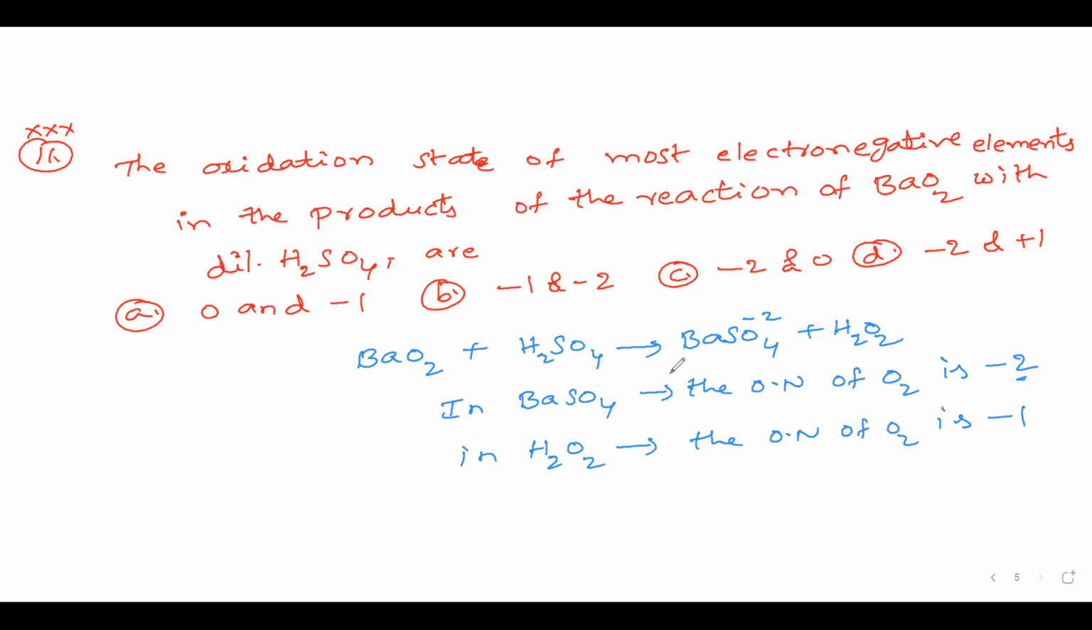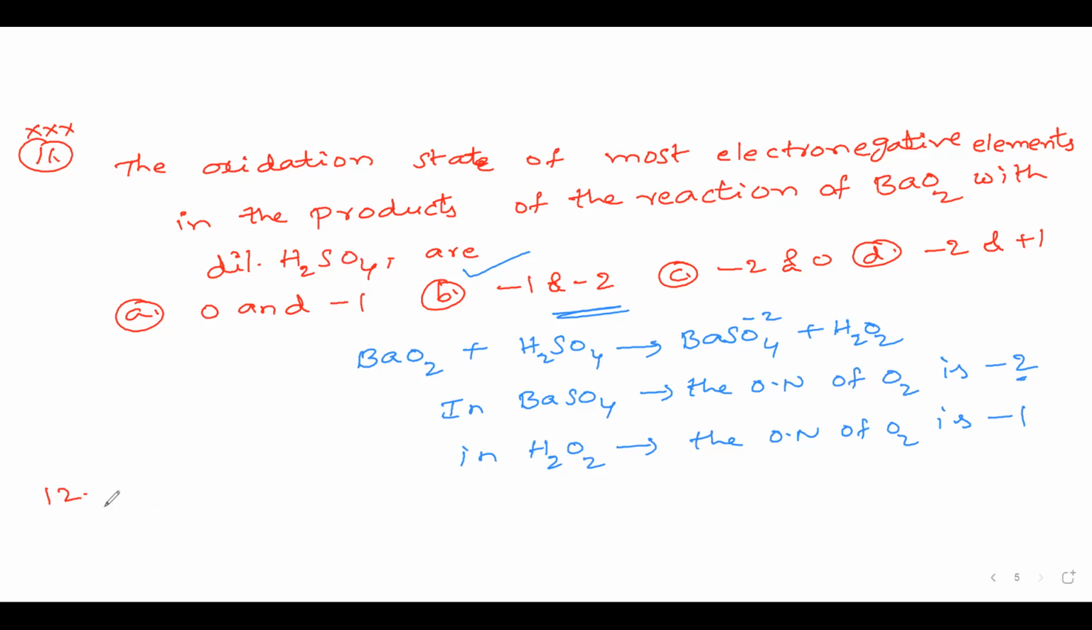So -1 and -2, the second option, it is B: -2 and -1. If "respectively" is not given, you can interchange them in any order. If they are given respectively, then -2 and -1 should be the answer. So you can expect questions like these in the examination. Next question, question number 12.